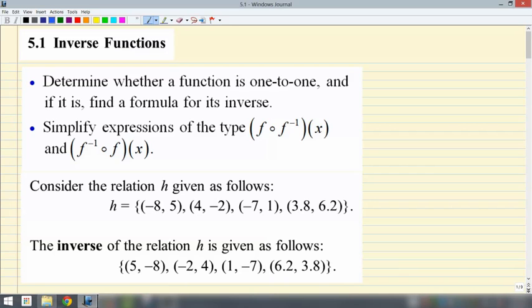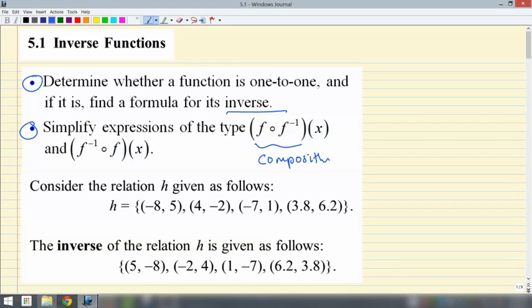This is 5.1, the inverse function, and we have two objectives that we want to take a look at. First, determine whether a function is one-to-one, and if it is, find the formula for the inverse function. And then second is to find the composition of functions. So take a function and its inverse and do the composition.